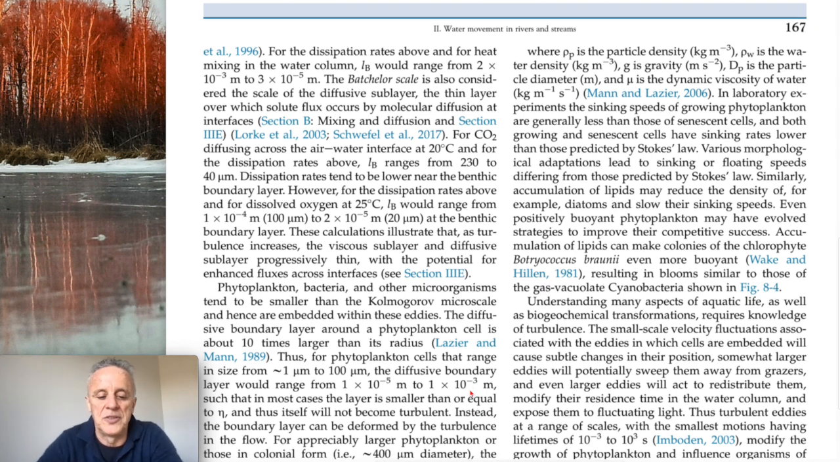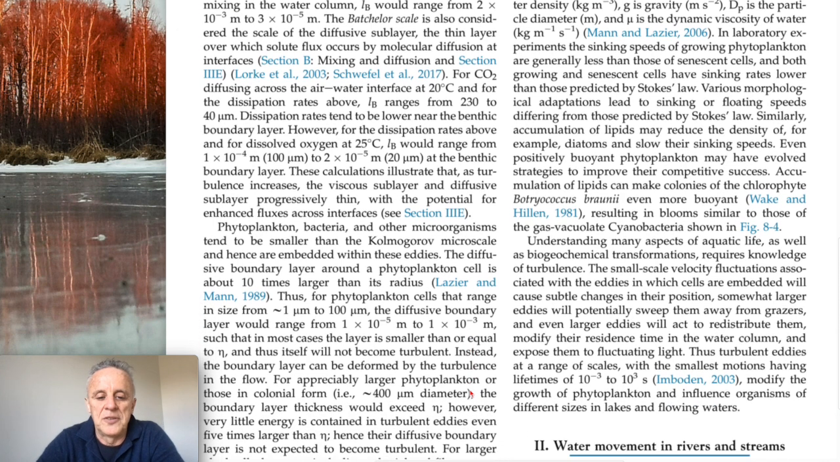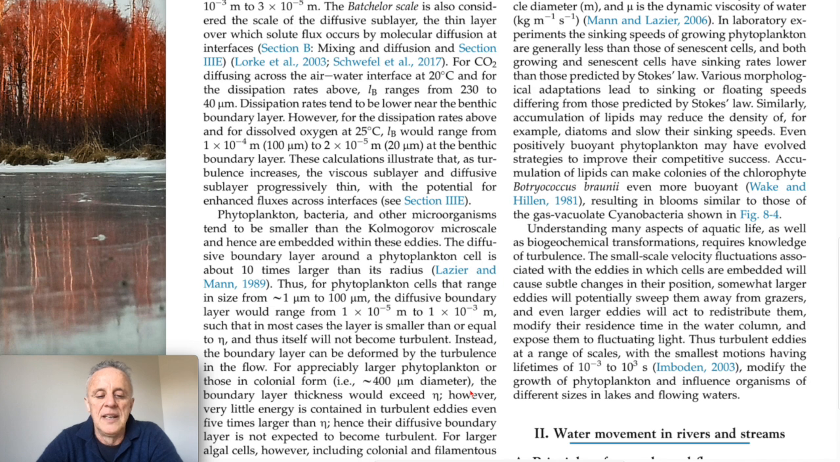Phytoplankton, bacteria and other microorganisms tend to be smaller than the Kolmogorov microscale, and hence are embedded within these eddies. The diffusive boundary layer around a phytoplankton cell is about 10 times larger than its radius.